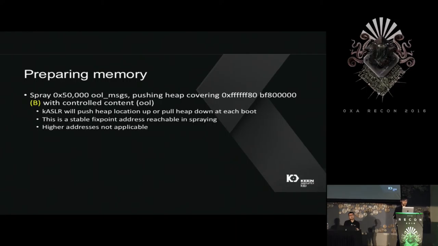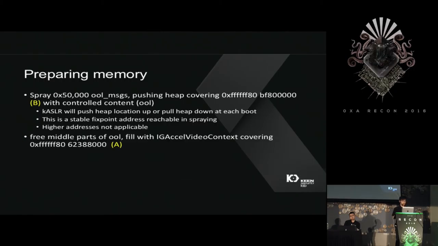Why do we choose this address? Why don't we choose an address starting with 0xC, or starting with 3 or 4? Because KASLR will push the heap location up or down at each boot, determined by a kslide. But in our observation, this address, 0xBF800000, is a fixed-point address reachable by spraying. Some higher addresses, like those starting with 0xC, are not applicable because they are too high.